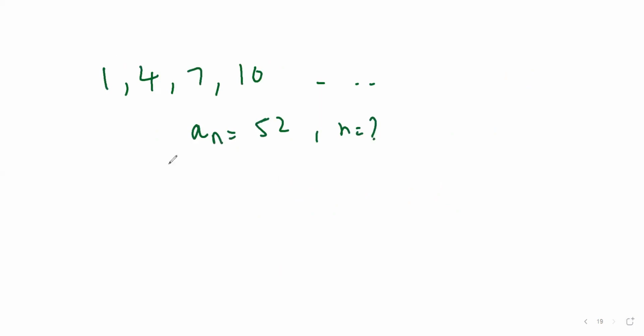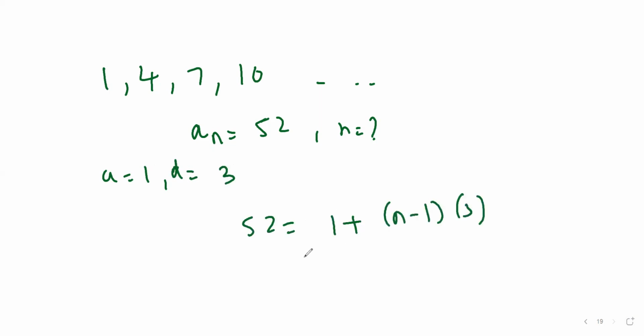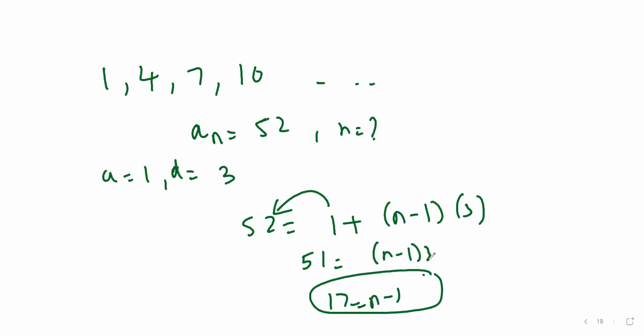Then I can ask which term of the AP is 52. I can give you 1, 4, 7, 10, and so on. So some term, let the nth term be 52. AN is 52. I need to know the corresponding n. So A is 1, D is what? 4 minus 1, which is 3. So 52 is equal to A plus n minus 1 into 3. So 51 is n minus 1 into 3. 51 by 3 is 17 is n minus 1, or n is 18. The 18th term is 52. So these things you need to be careful.